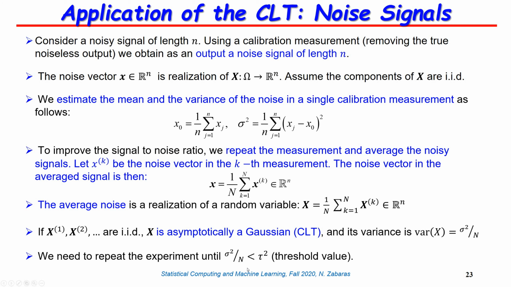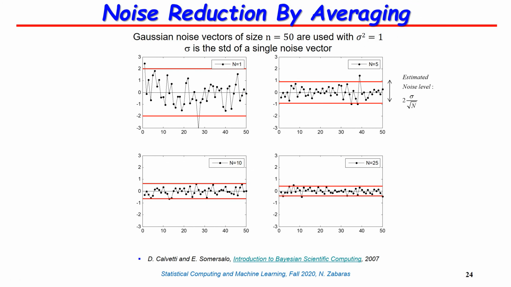And then you can say to yourself, what if I want this variance to be less than some threshold tau square? Or if you want the standard error, sigma over square root of n, to be less than tau. Well, if you do that, then you can figure out how many measurements you need to achieve that. And there is a little computer program that demonstrates this for noise signals.